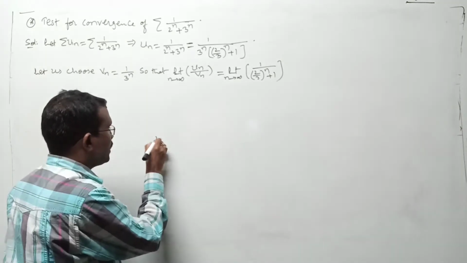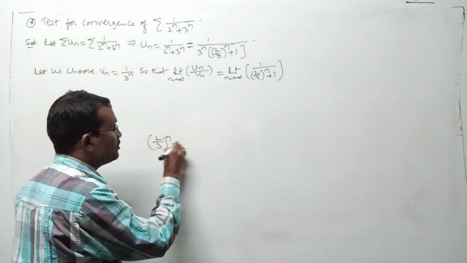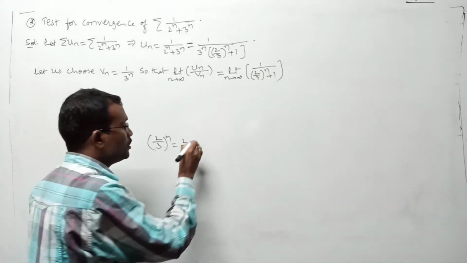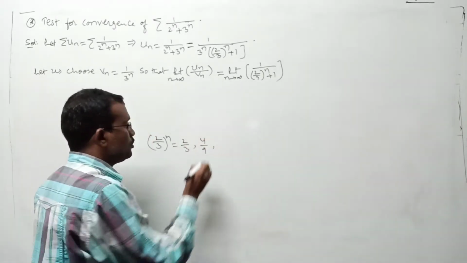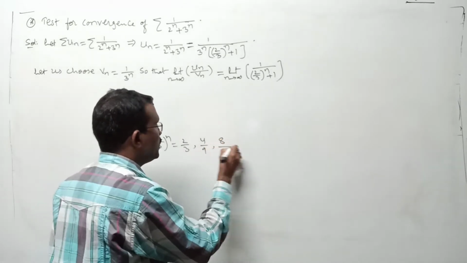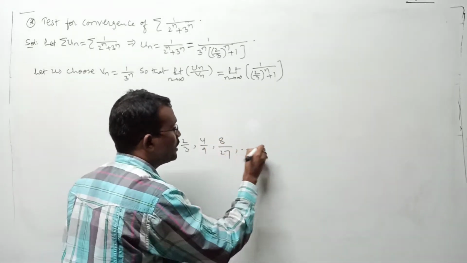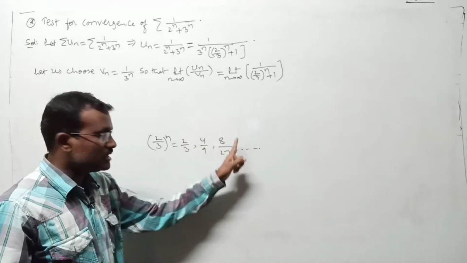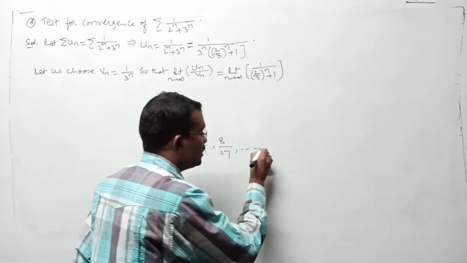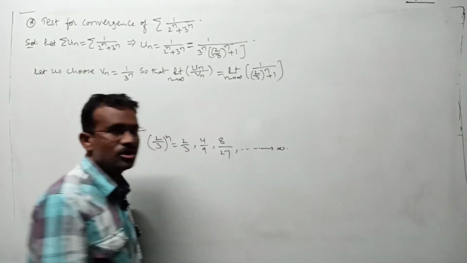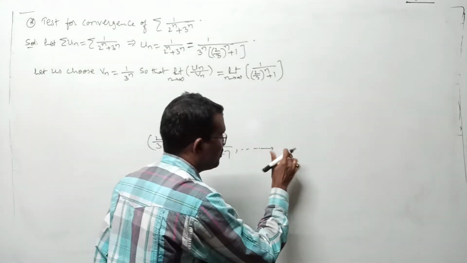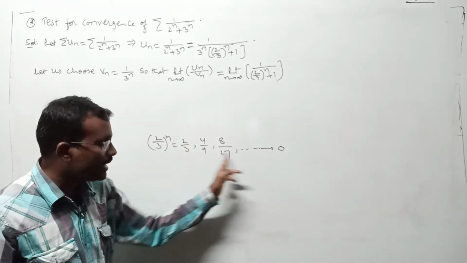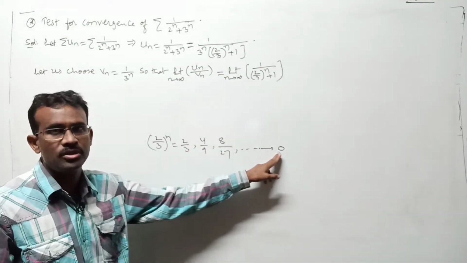The reason is, I am writing clearly, 2 by 3 whole to the power of n means: for n equal to 1 it is 2 by 3. For n equal to 2 it is 2 square, 4 by 9. For n equal to 3, 2 cube, 8 by 27. Like that we will get. It is decreasing: 2 by 3, 4 by 9, 8 by 27. If you continue like this, as n tends to infinity, it is tending to 0, because it is decreasing to 0 in the positive direction.